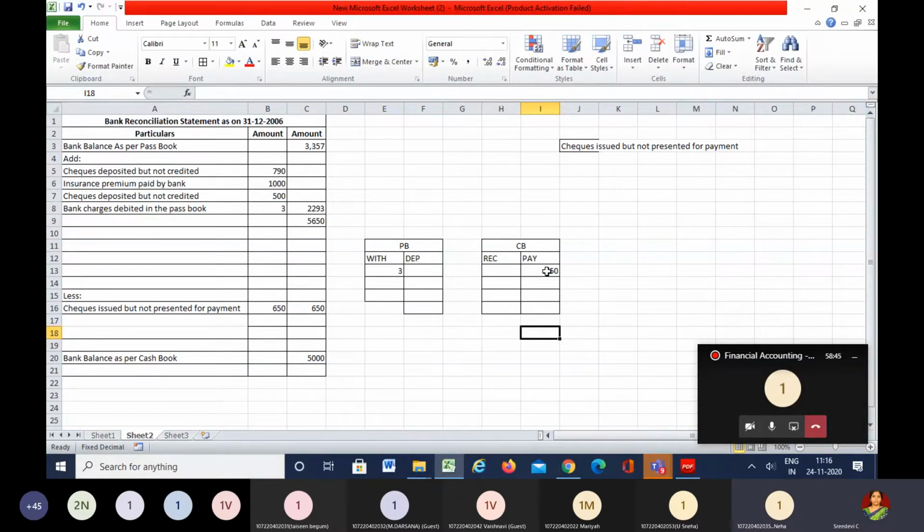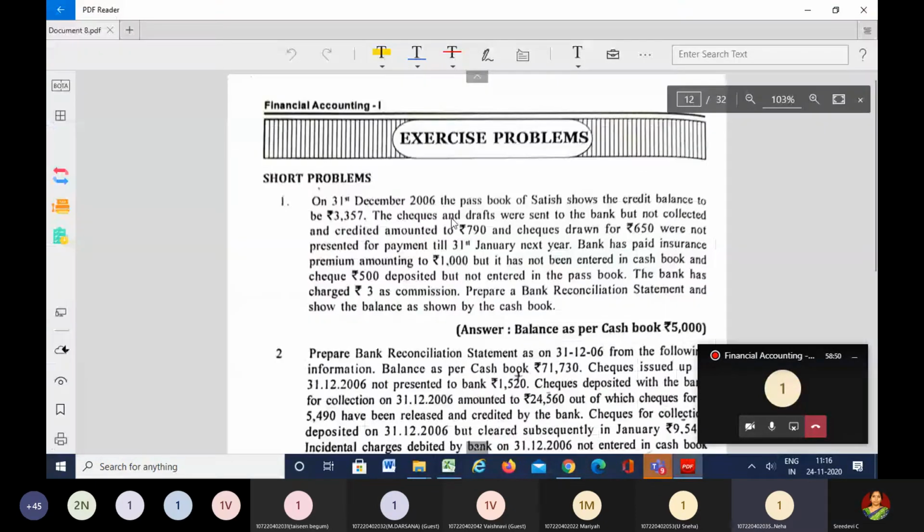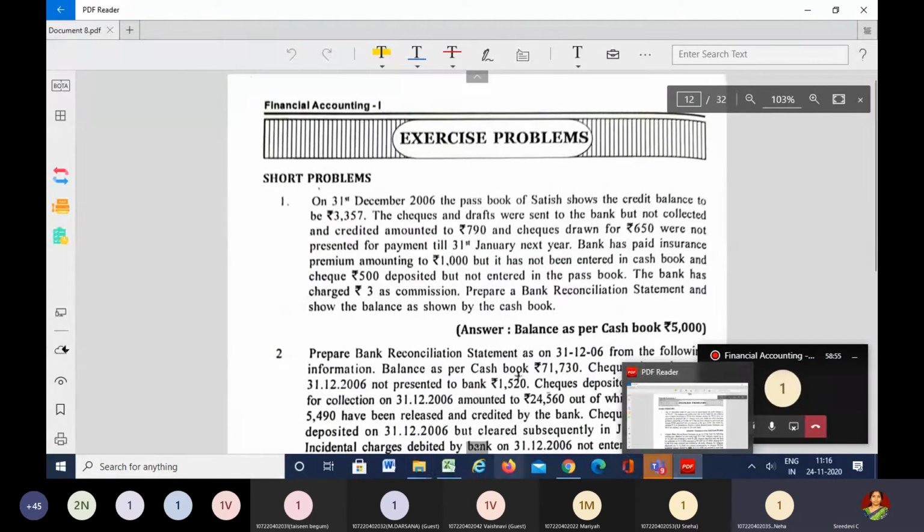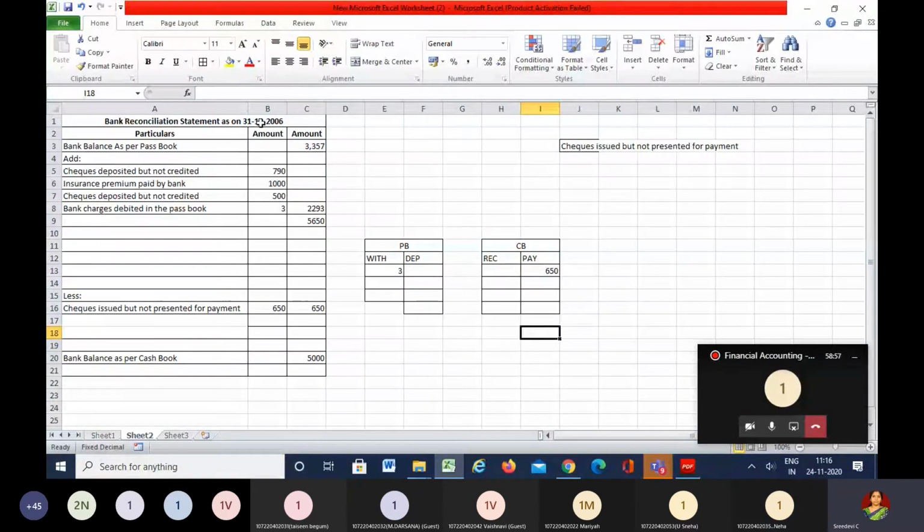I understood, ma'am, but I didn't know that date, 31st January. So we are making it till 31st December, no? Yeah, so as on this particular date, that is as on 31st of December, there is no withdrawal made in the passbook. They have not presented this for the payment. So because of which, what is going to happen now? They have withdrawn it in the next month, not in the same month.